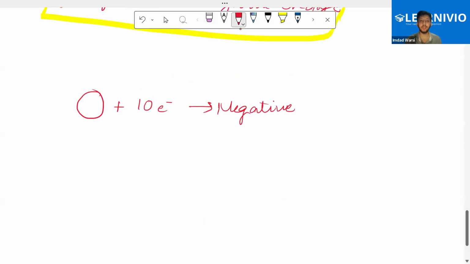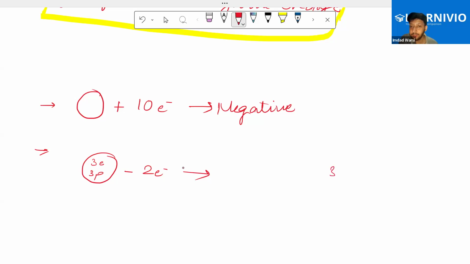If to a body I give 10 electrons, it becomes negative. Now, if I tell you that there was a body which had 3 electrons and 3 protons, and I took out 2 electrons, then the body will become positive. Why? Because there were 3 electrons early and I took out 2 electrons. So how many electrons are left? 1 electron, right? So the body now has 3 protons and 1 electron.